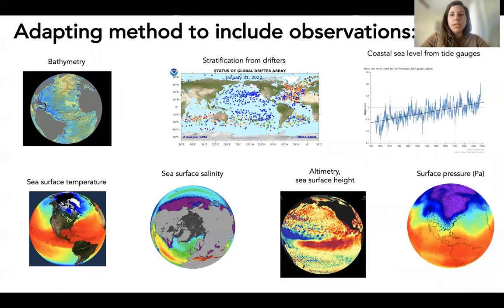As I mentioned, we'd like to adapt this to include observations. So the input variables that we've looked at before actually correspond to observational measurements we have in real life. From satellites, we have bathymetry, temperature, salinity, altimetry, sea surface pressure. From ocean drifters, we've got information on the interior for stratification. From tide gauges, we've got coastal sea level. So this is the mean sea level trend in Honolulu, where we're all supposed to be. And we'd like to utilize this information to really constrain our method with what's happening in the real world, not what's only happening in the model.